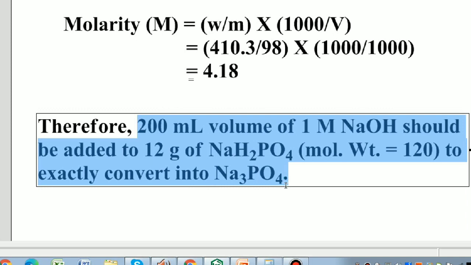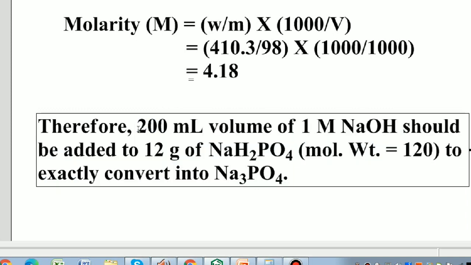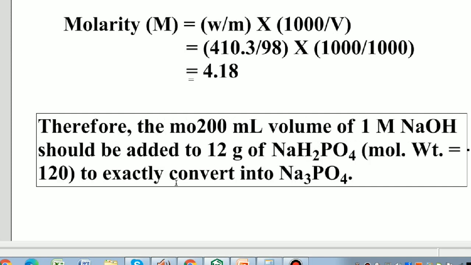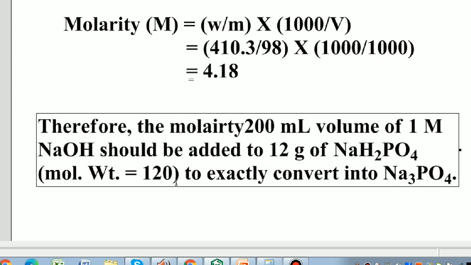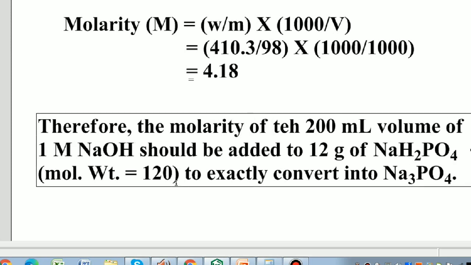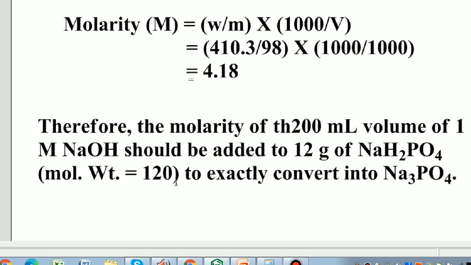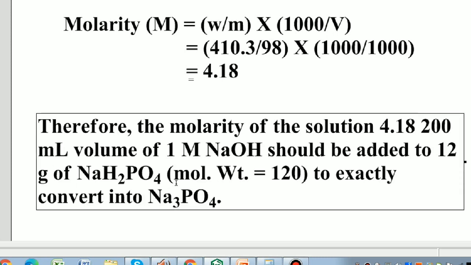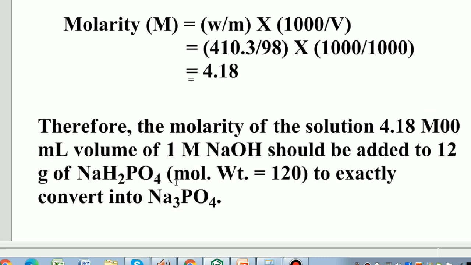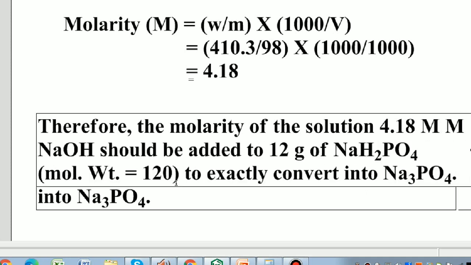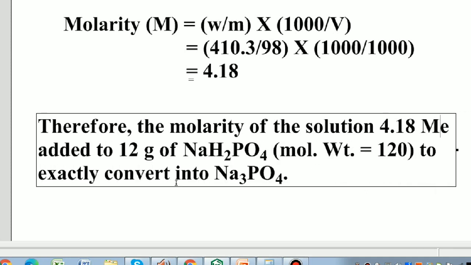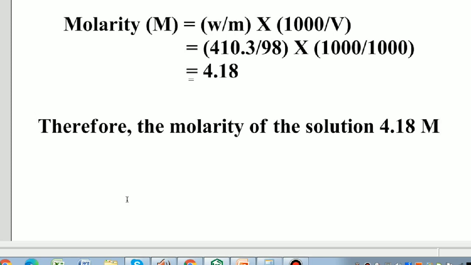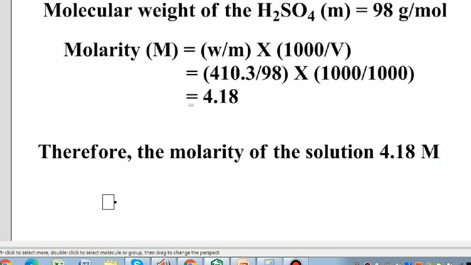Therefore, the molarity of the solution is 4.18 molar. Is the molarity of the solution 4.18? Yes, 4.18 is the molarity of the solution.